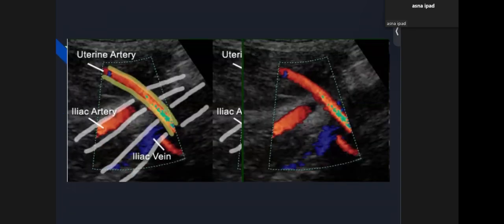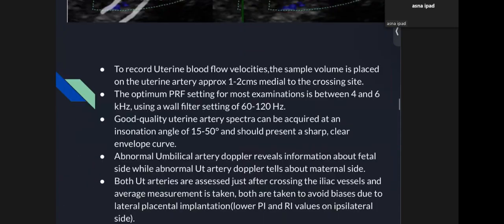This is how you have to search, find, and do your Doppler in this section, where you can see the artery crossing the external iliac arteries. You have to place your sample gate 1 centimeter proximal or distal to the bifurcation to get good results. To record the uterine blood flow velocities, the sample volume is placed on the uterine artery approximately 1 to 2 centimeters medial to the crossing site. The optimum PRF setting is usually between 4 to 6 kilohertz. A good quality uterine artery spectrum can be acquired at an angle of less than 50 and should present a sharp, clear envelope curve.